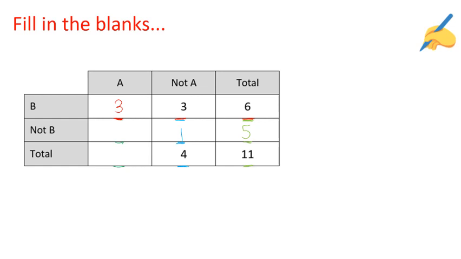And then I can go across here. I know that this number plus 1 equals 5. So 4 plus 1 equals 5. And then going down here, I know that 3 plus 4 equals this number, so equals 7.